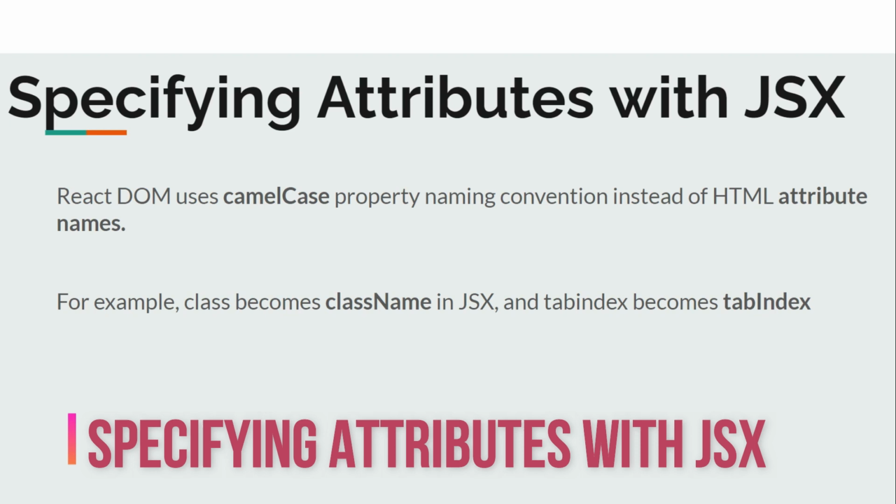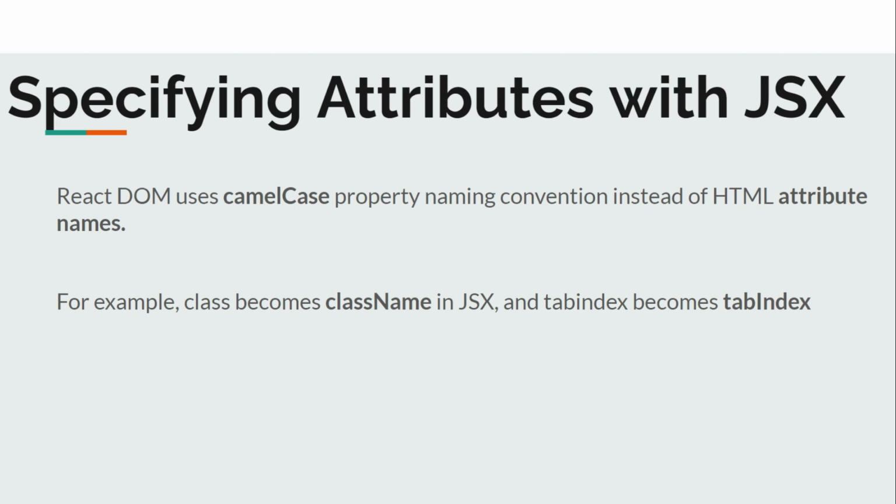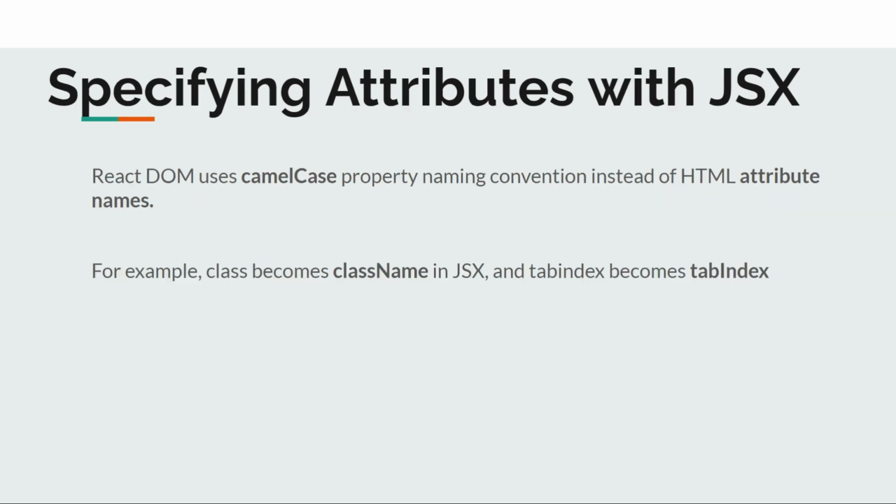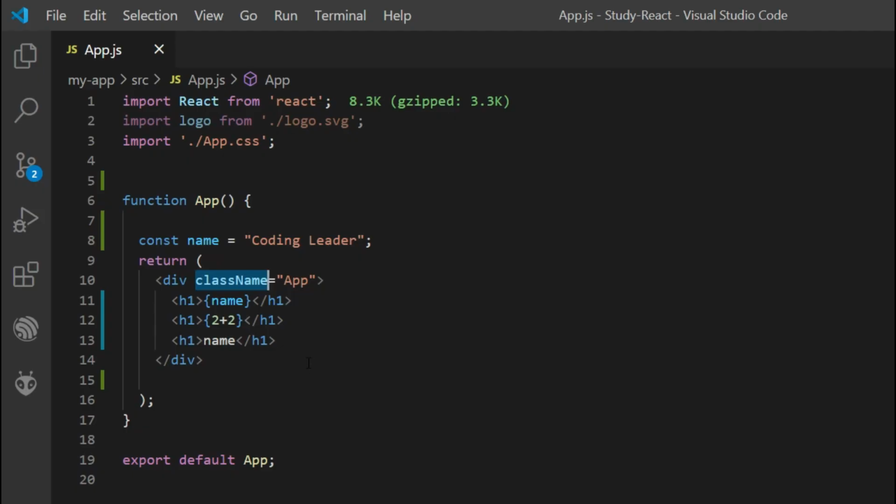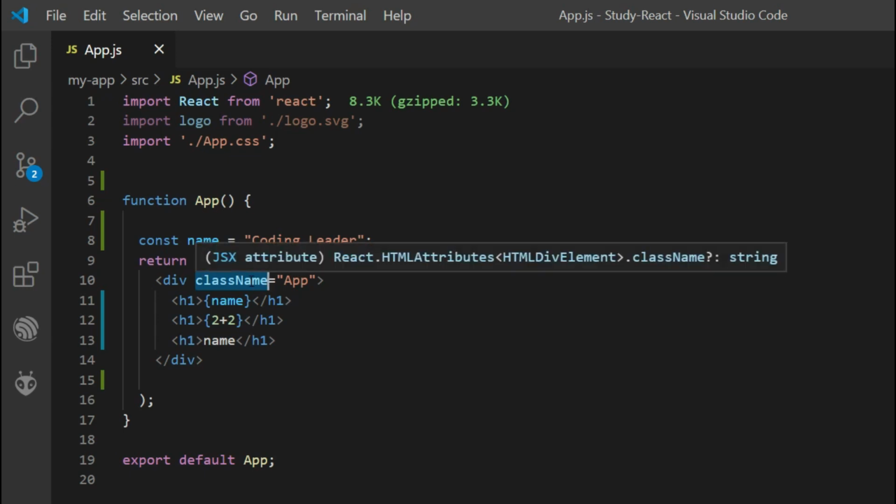Specifying attributes with JSX. Since JSX is closer to JavaScript than to HTML, React DOM uses camel case property naming convention instead of HTML attribute names. For example, class becomes className where N is capital in JSX, and the attribute tabindex becomes tabIndex where I is capital. Here we have used className in camel case.